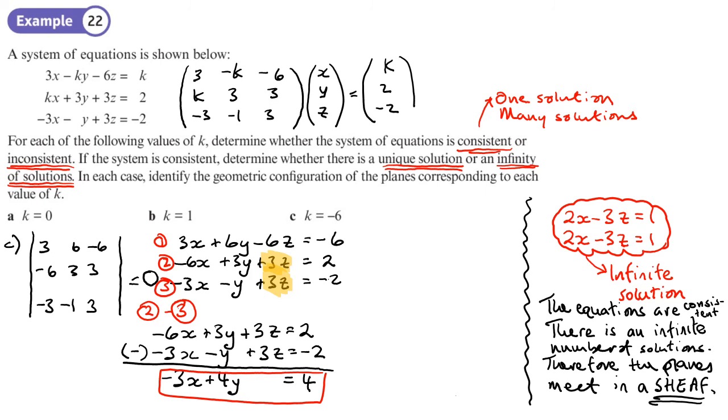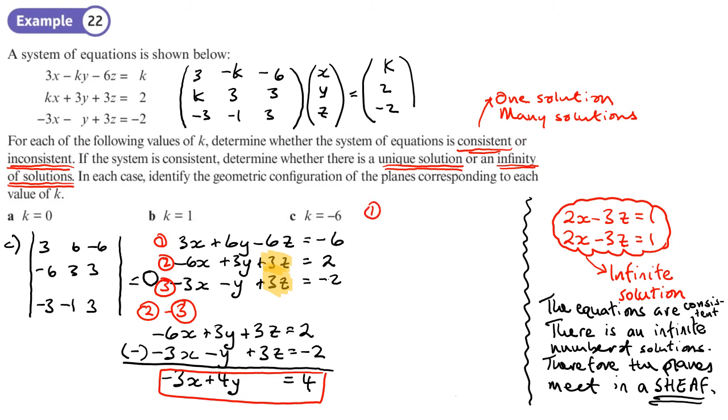Now, to form my next equation, I mustn't use 2 and 3 again. I've got to involve equation number 1. Now if I use number 1, again I want to get rid of z. So if I did equation number 1 plus 2 times equation number 2, that would work. So let's write that down.